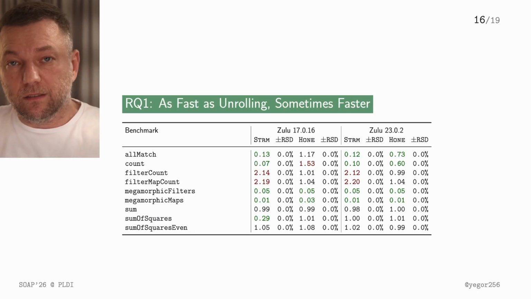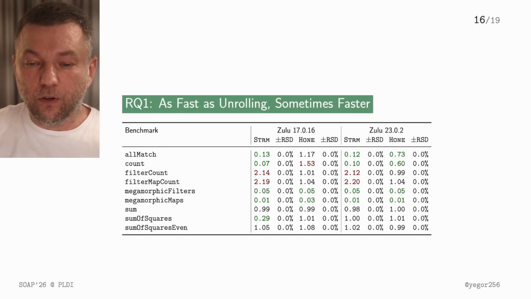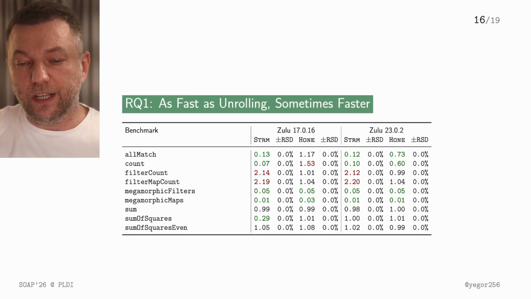So what did we get? Speaking about numbers, take a look at the right part of the column because it is the results of testing on the latest or one of the latest versions of the Java Virtual Machine.